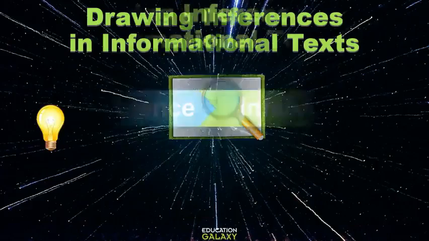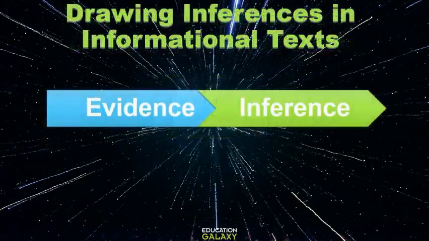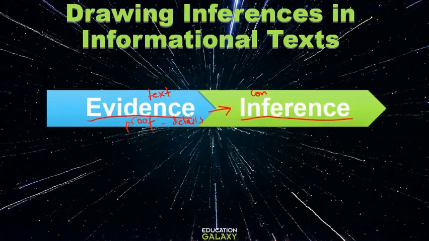Let's get to it. Here we have a graphic organizer. It says evidence and inference. So evidence is what is in the text. It means proof. So we look at details and then we use them to make the conclusion or the guess. Now let's use this graphic organizer to study a passage.